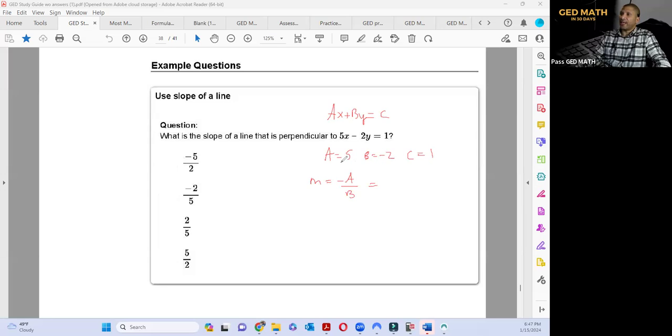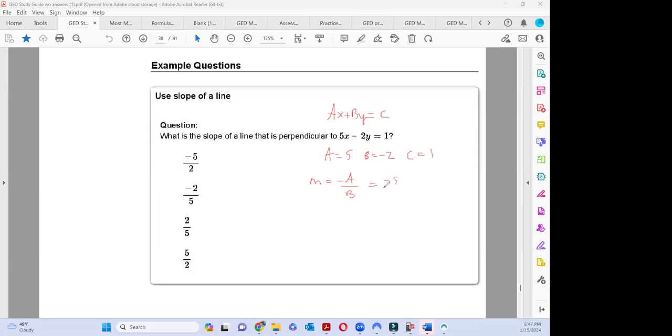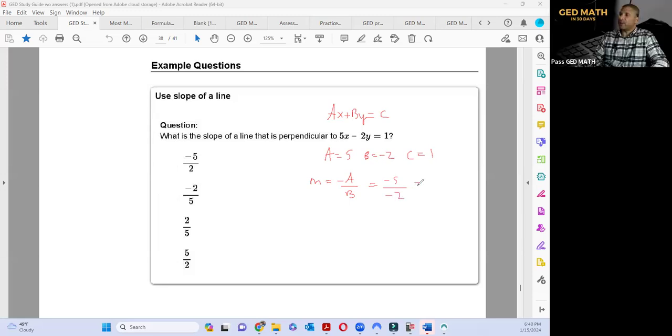If A is 5, what's the opposite of 5? -5. What's B? B is -2. Two negatives make a positive. So you know the slope of this line is 5/2.